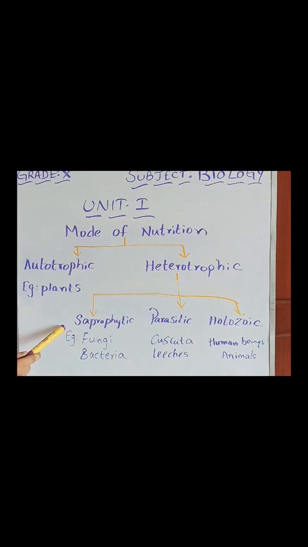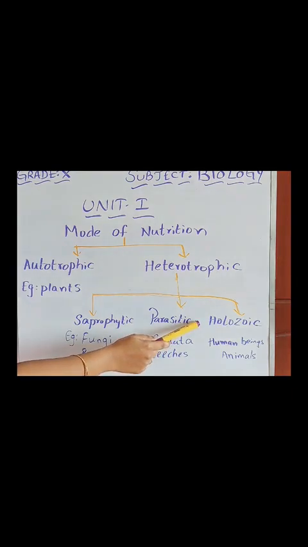Saprophytic nutrition is the nutrition in which an organism obtains its food from dead and decaying organic matter, for example, fungi and bacteria. Parasitic nutrition is the nutrition in which an organism derives its food from other living organisms without killing it, for example, Cuscuta and leeches. The third one is holozoic nutrition, in which an organism takes complex food materials into its body by the process of ingestion, and then the food is absorbed into the body, for example, human beings and other animals.